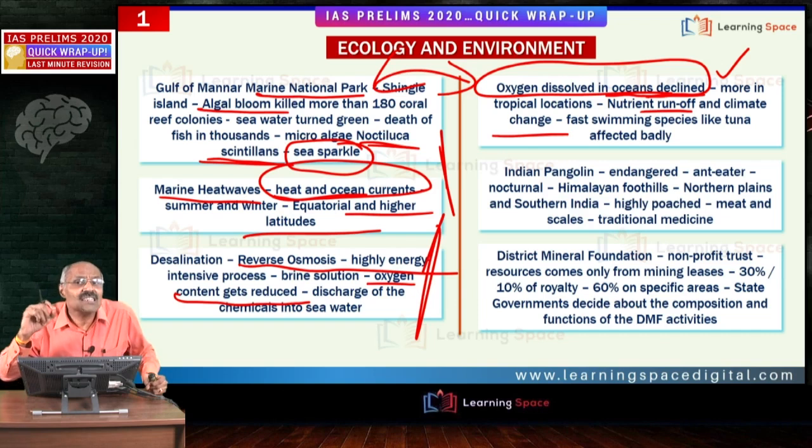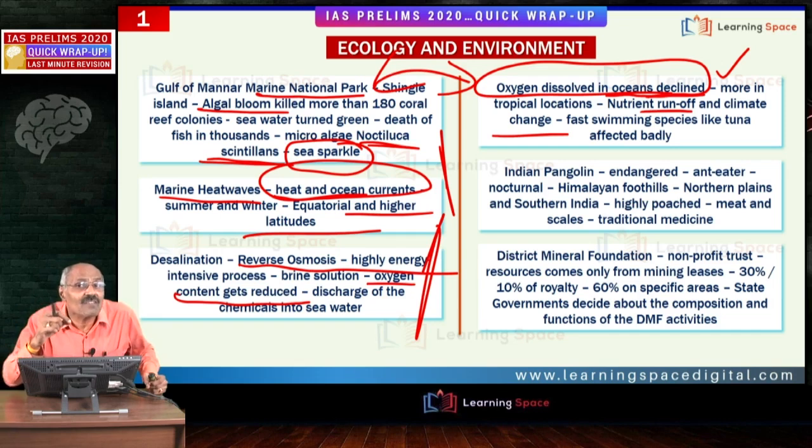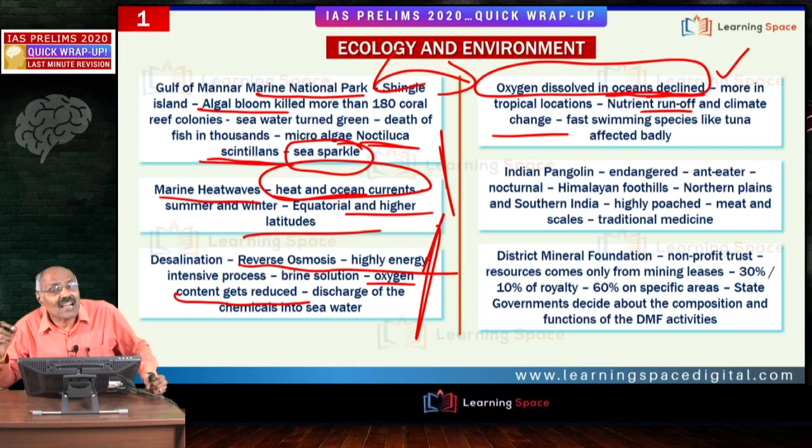And this oxygen depletion is prominent in the top 1000 meters water column. Because of this, what happens? Certain species like tuna will be affected. There may not be much effect on species like jellyfish, but tuna, which goes very fast, requires more oxygen. So friends, species like tuna will be affected because of the reduction in oxygen content in the top 1000 meters of water column in the oceans.